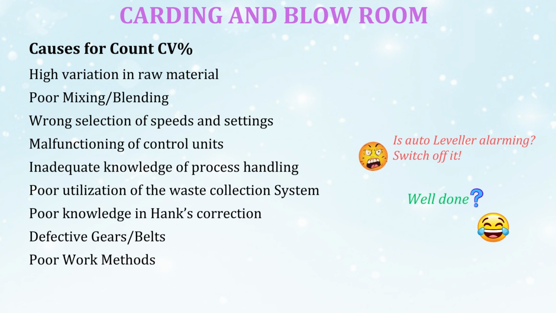Carding and blow room. Causes for count CV%: high variation in raw material quality, poor mixing or blending, wrong selection of speed and settings, malfunctioning of control units, inadequate knowledge of process handling, poor utilization of the waste collection system, poor knowledge in hank correction, defective gears and belts, poor work methods.